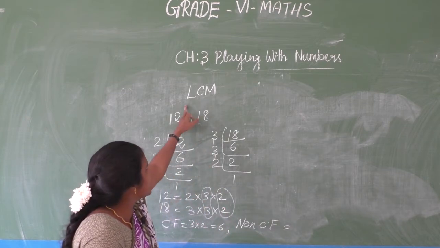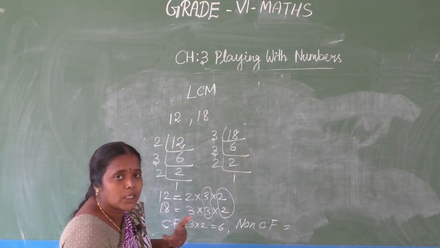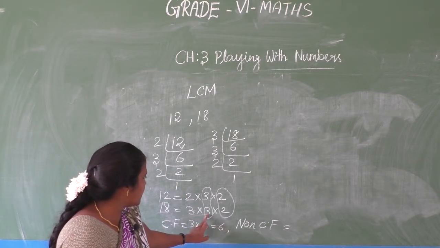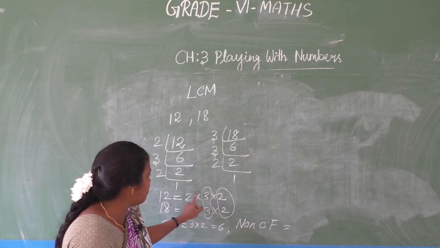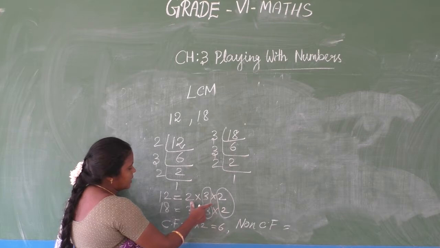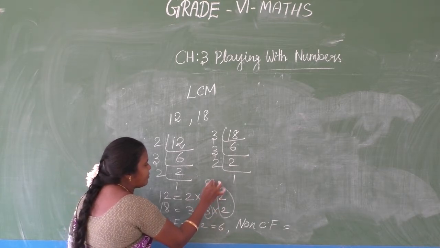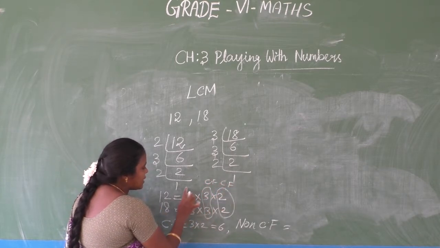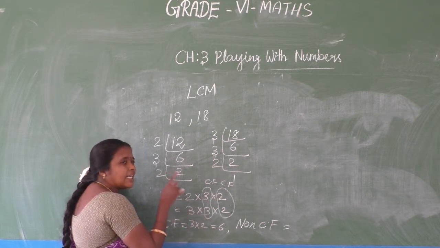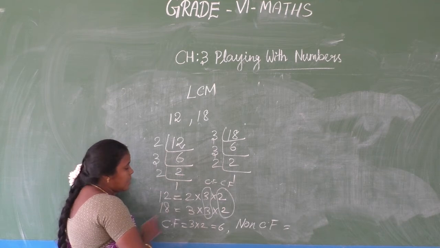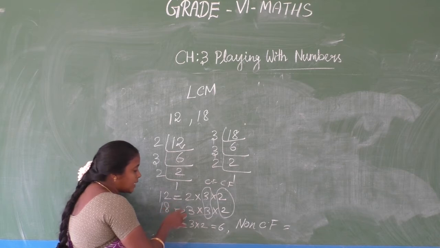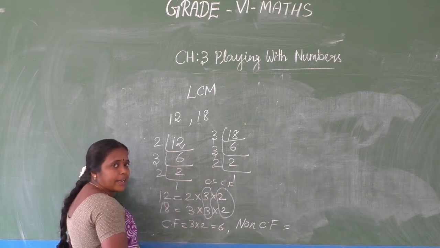But for LCM, additional work is there. What is that? After selecting the common factors, we have to write the non-common factors. See, in these two lines, these are called common factors. For this 2, there is no pair, so this is called a non-common factor. For this 3, there is no 3 on the other side, so it has no pair. So it is also called a non-common factor.